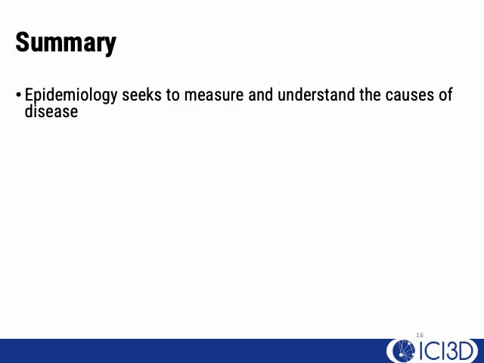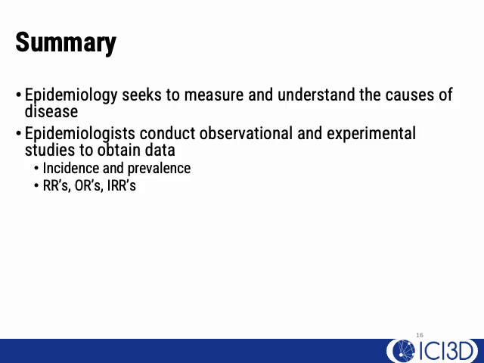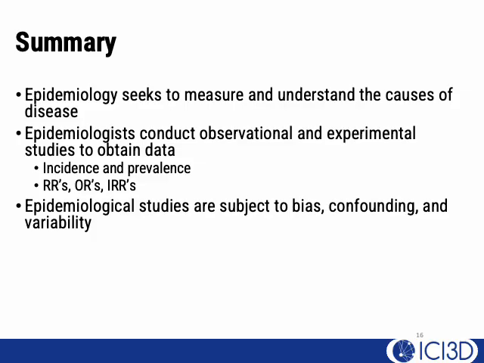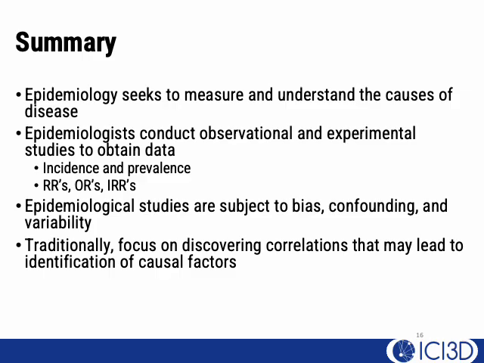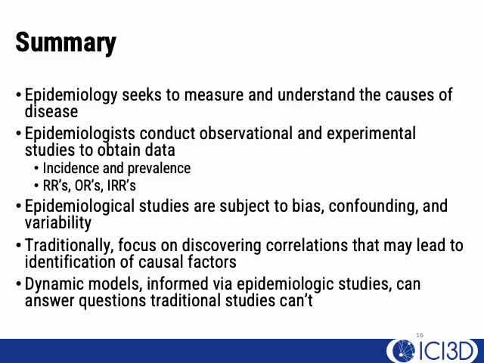So in summary, epidemiology seeks to measure and understand the causes of disease. Epidemiologists conduct observational and experimental studies to obtain data and measure things like incidence, prevalence, risk ratios, odds ratios, incidence rate ratios. Epidemiological studies are subject to bias, confounding, and variability. And traditionally, the focus is on discovering correlations that may lead to identification of causal factors. Dynamical models informed via epidemiological studies can answer questions that traditional studies can't.